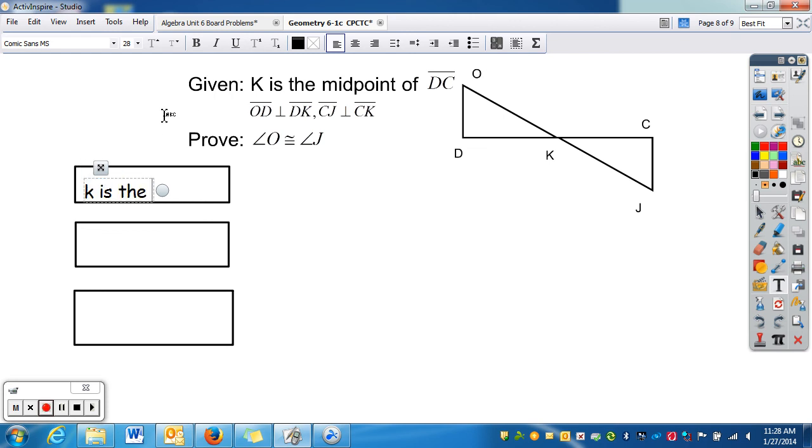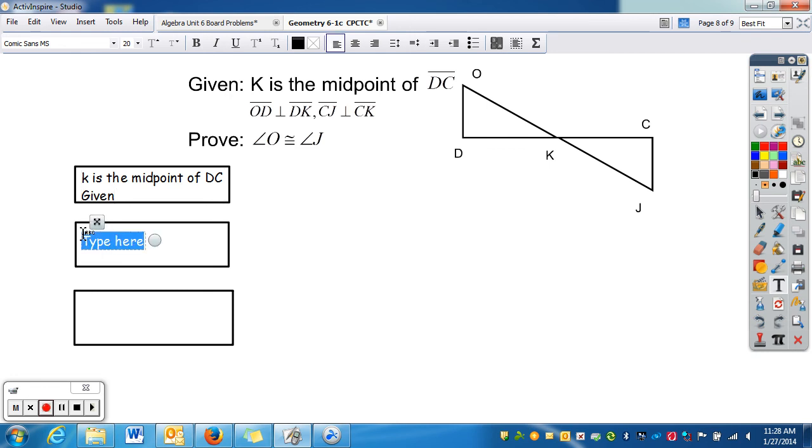K is the midpoint of DC. That's a little smaller so it fits. And the reason I know that is that it is given. Okay, so I have my statement and the reason in there.